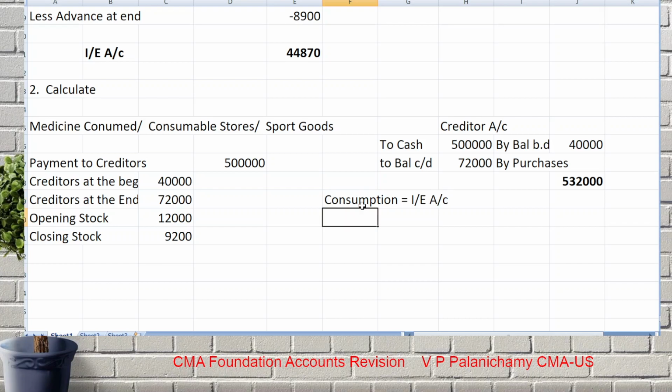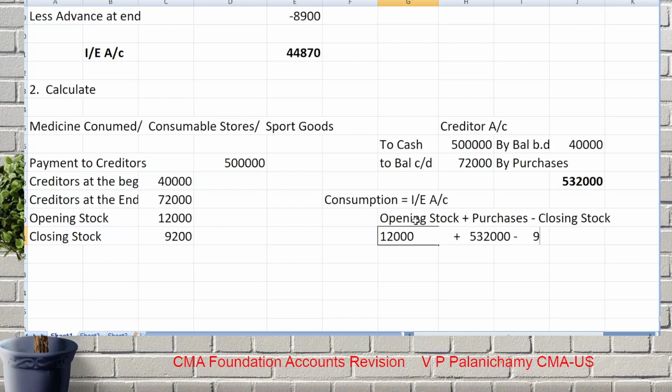So consumption is what is going to be debited to the income and expenditure account. So how to do it? Simple. Opening stock plus purchases minus what? Closing stock. What is the opening stock? 9,200. Sorry, 12,000. Plus how much purchases have you made? 5,32,000 minus closing stock. What is the closing stock? 9,200. This is what is going to be recorded in income and expenditure.